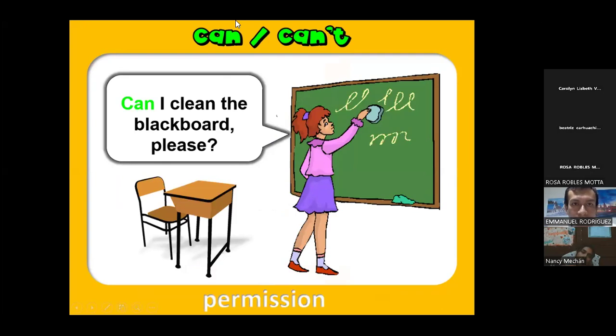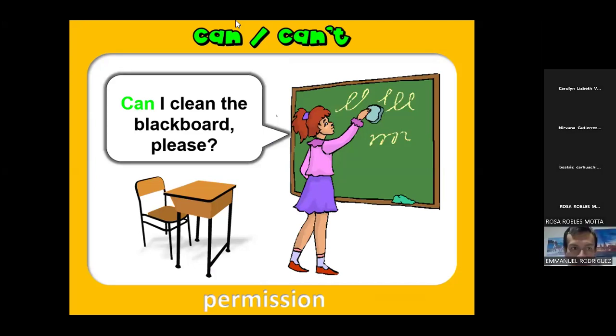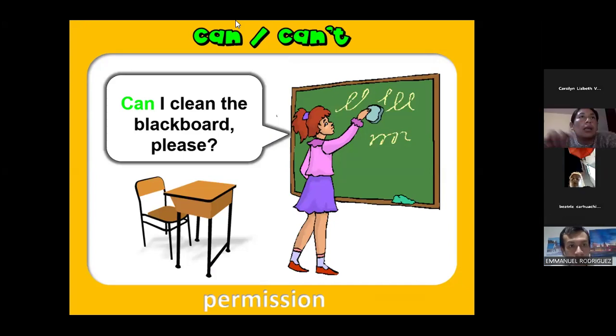Escogemos voluntarios. I need a volunteer to participate. Nirvana Gutierrez. Can I clean the blackboard, please? Okay, can I clean? También le puedes pronunciar can I, no hay problema. Cuando tú enlazas lo que es consonante, en vowel, consonante vocal, lo enlazas y haces más rápido la pronunciación. Can I clean the blackboard, please? Okay, thank you.